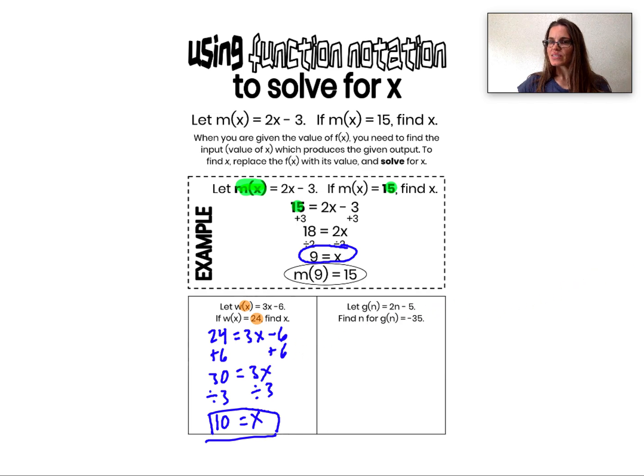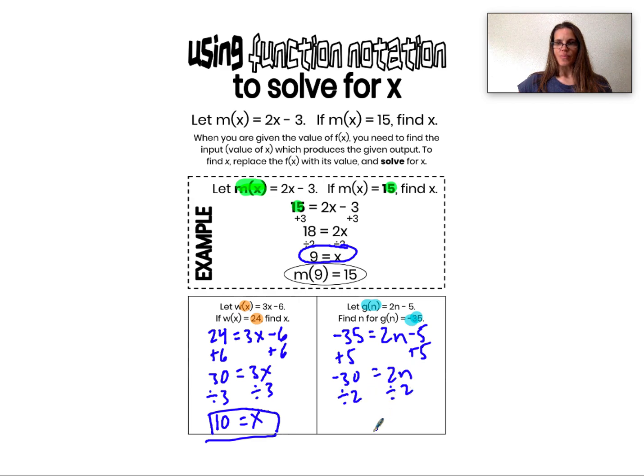Last example. Let g of n equal 2n minus 5. Find n for g of n equal to negative 35. We're going to replace g of n with negative 35 and solve. Negative 35 equals 2n minus 5. We are super great at solving equations at this point. Adding 5 to both sides, negative 30 equals 2n.